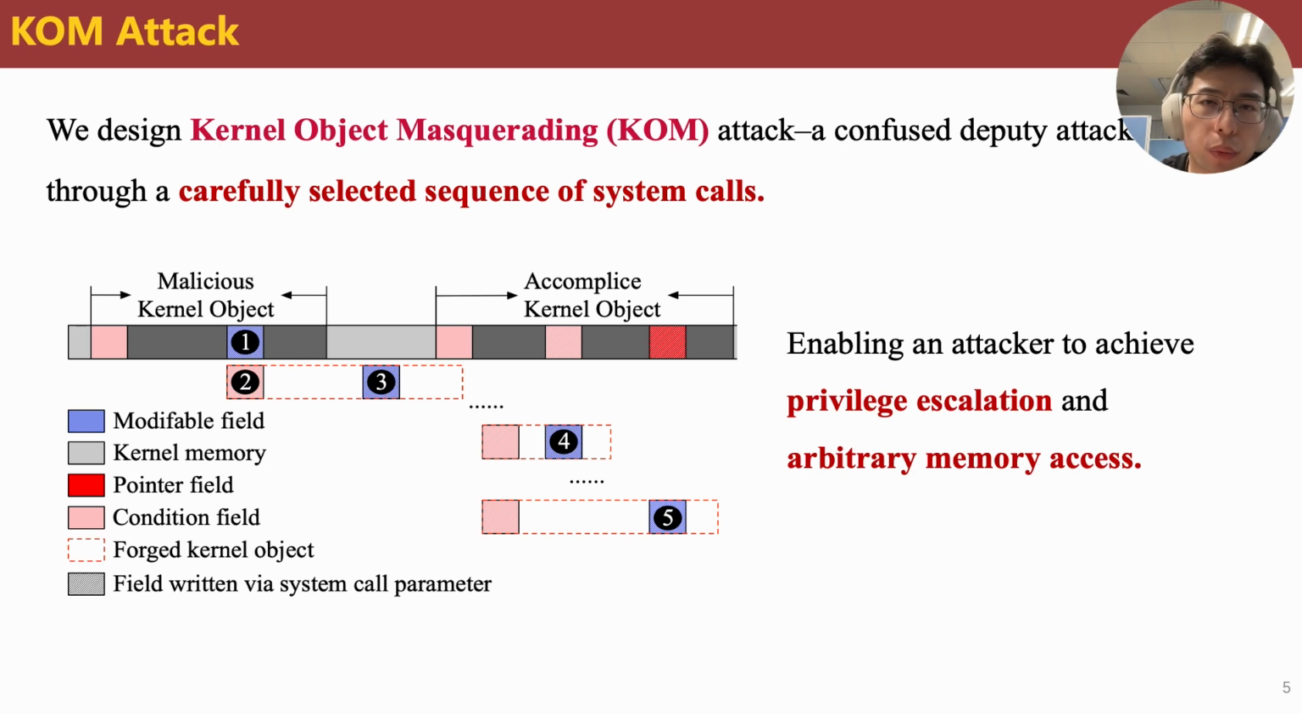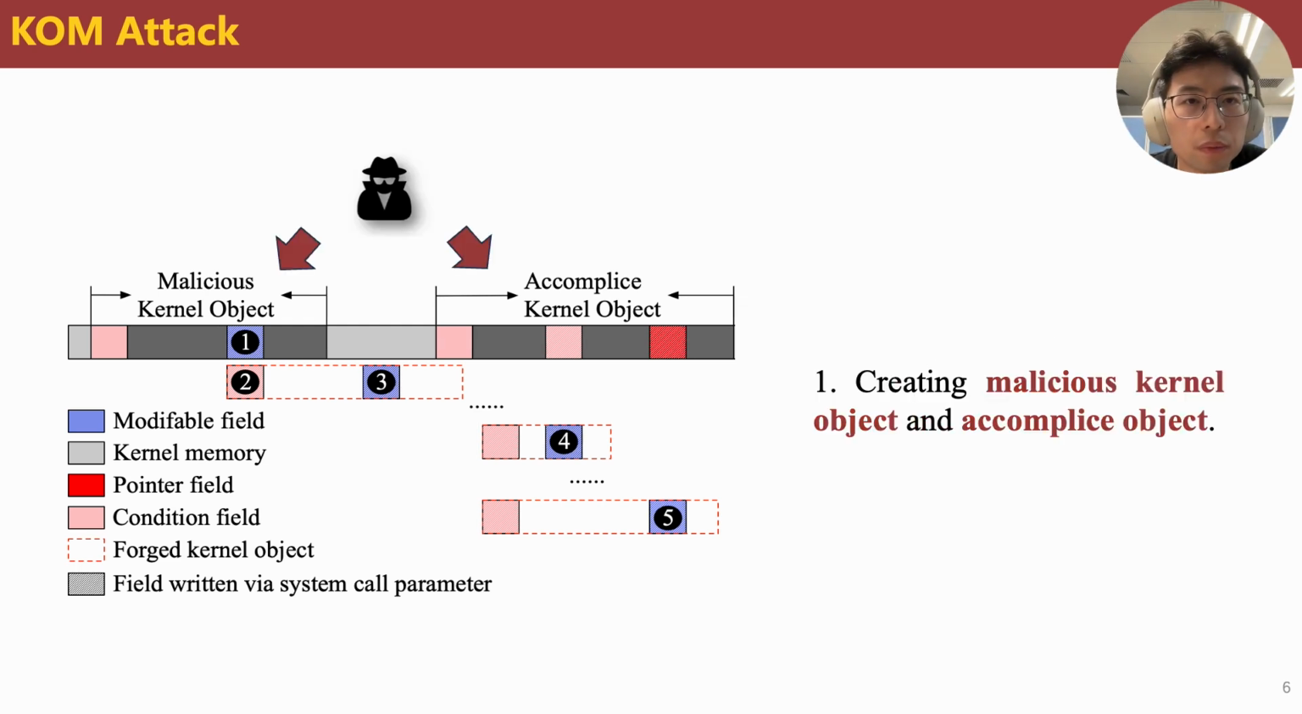Building on this vulnerability, we design a new powerful attack, which we call Kernel Object Masquerading attack, or KOM attack. KOM is essentially a confused deputy attack carried out by carefully crafting system calls. By conducting KOM attacks, the attacker can achieve privilege escalation and ultimately arbitrary memory access. Next, we will break down how a KOM attack works. KOM consists of 4 steps. I will explain each step below.